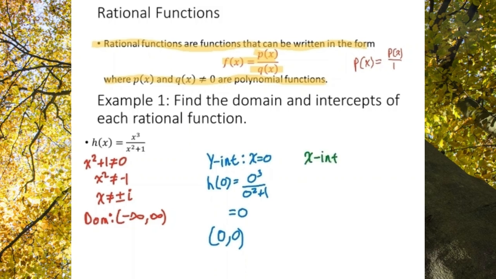Last but not least, we'll find our x-intercept, which means we're setting our function equal to 0. Well, the only way our fraction can equal 0 is if our numerator is 0, so x cubed equals 0, and if we cube root both sides, we get that x equals 0. So our x-intercept is also the point 0, 0. So it is possible for rational functions that are not polynomials to have a domain of all real numbers. Keep in mind, we're only concerned with real solutions here.